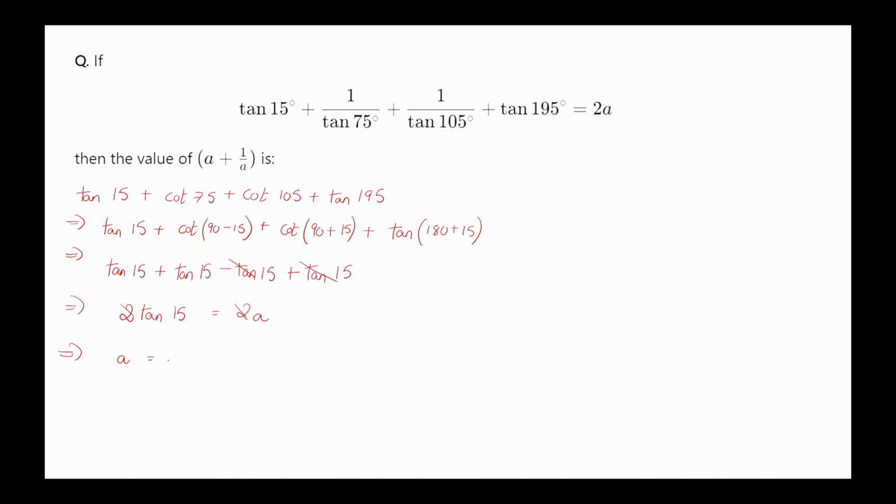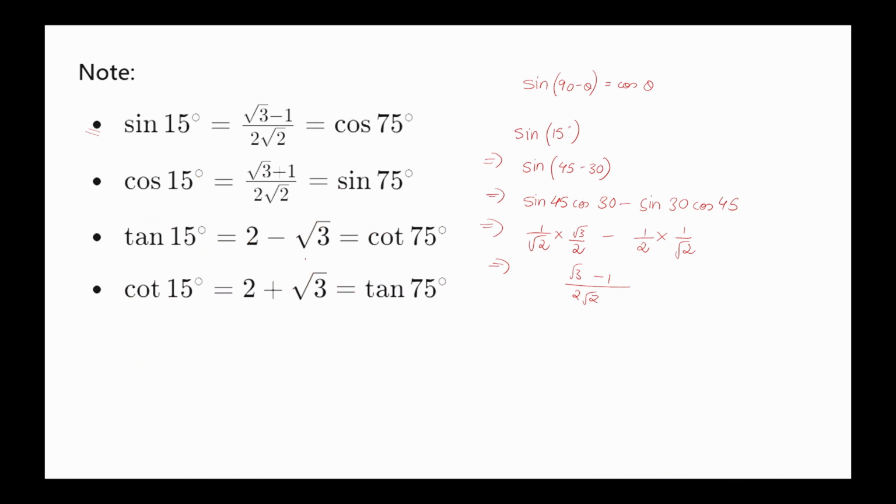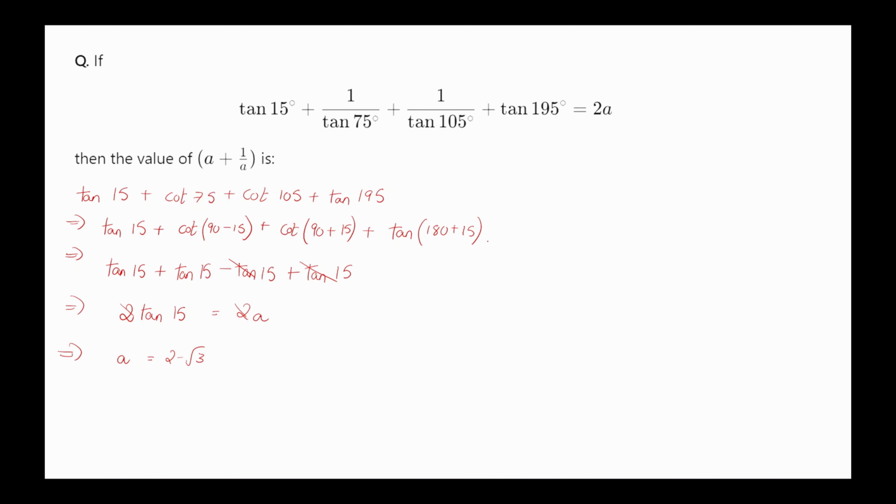And what is the value of tan 15? It is 2 minus root 3, which we just saw here. Tan 15 is 2 minus root 3. So we've gotten our a. Now we'll simply find out the value of what has been asked in the question. We have to find a plus 1 by a. So a would become 2 minus root 3, plus 1 upon 2 minus root 3.